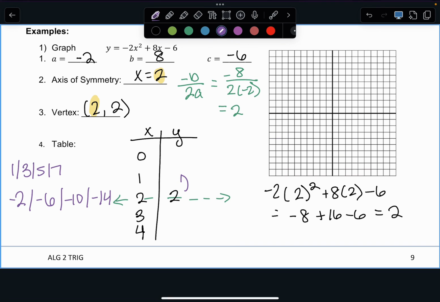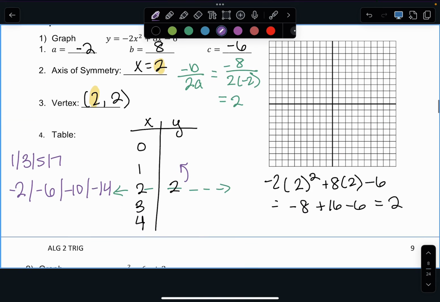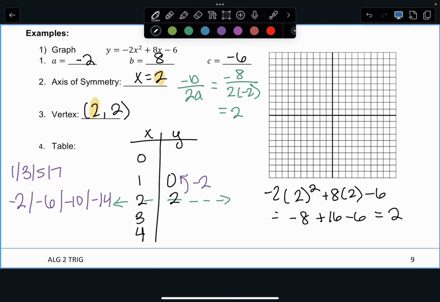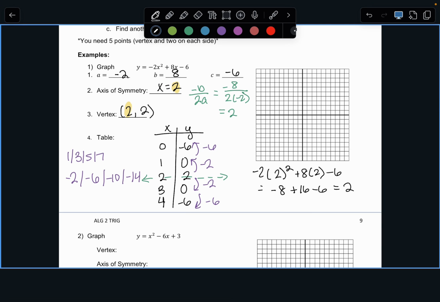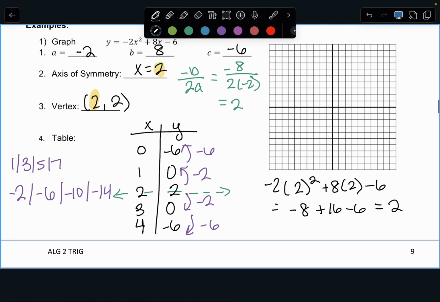So, what's 2 minus 2? 0. Remember, it's negative, so we're subtracting now. 0. Same thing down here, 0. Now we need 0 minus 6. Negative 6. And we're done. We graph it, and we're finished. So, 2, 2 right here. 1, 0. 3, 0. 4, negative 6, 0, negative 6. Draw your axis of symmetry, and then you are good.